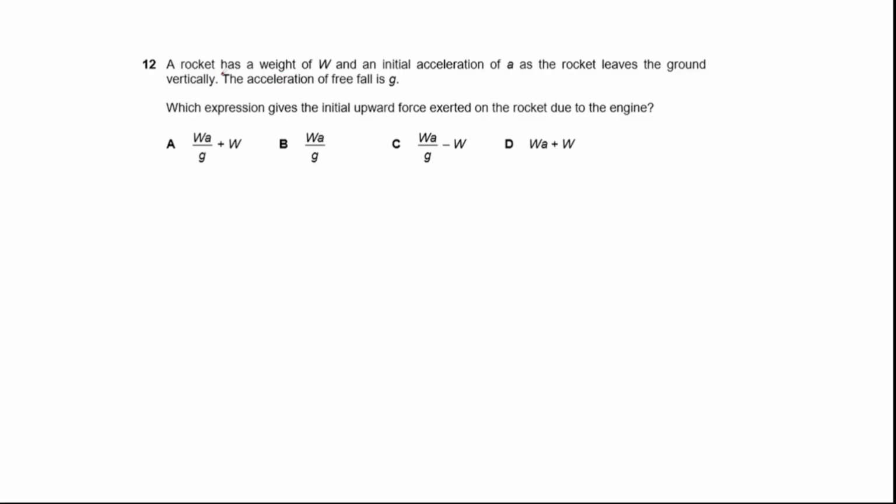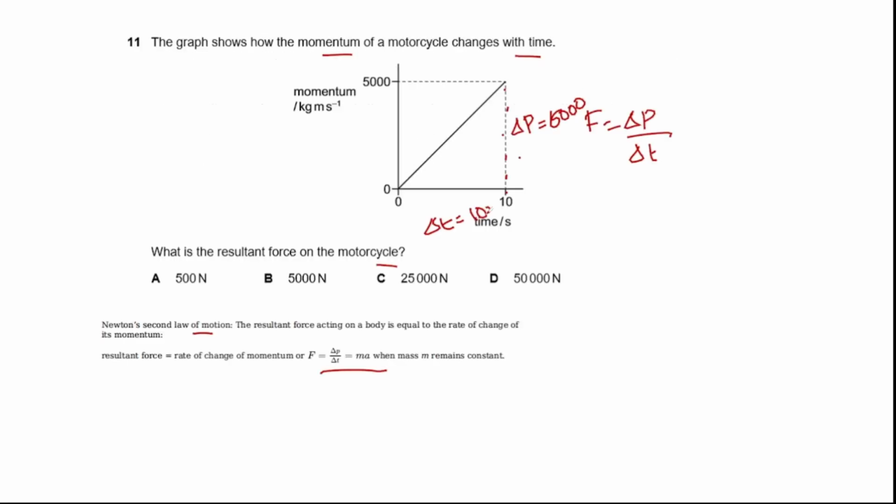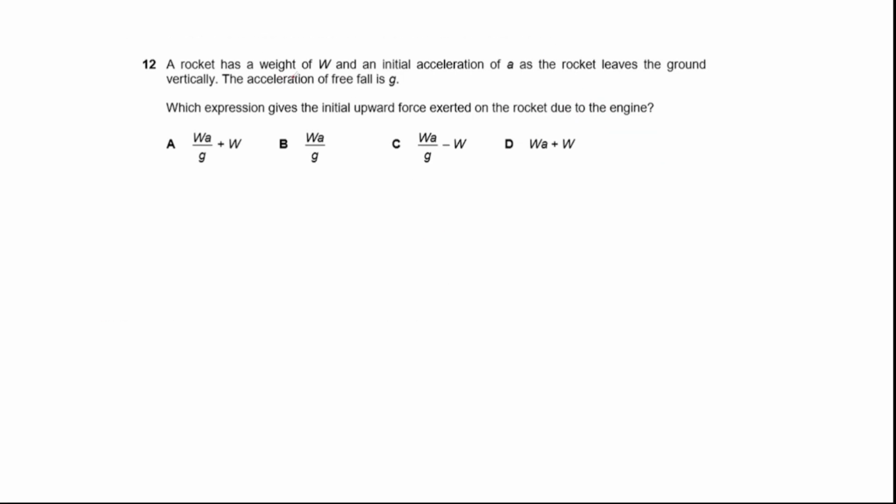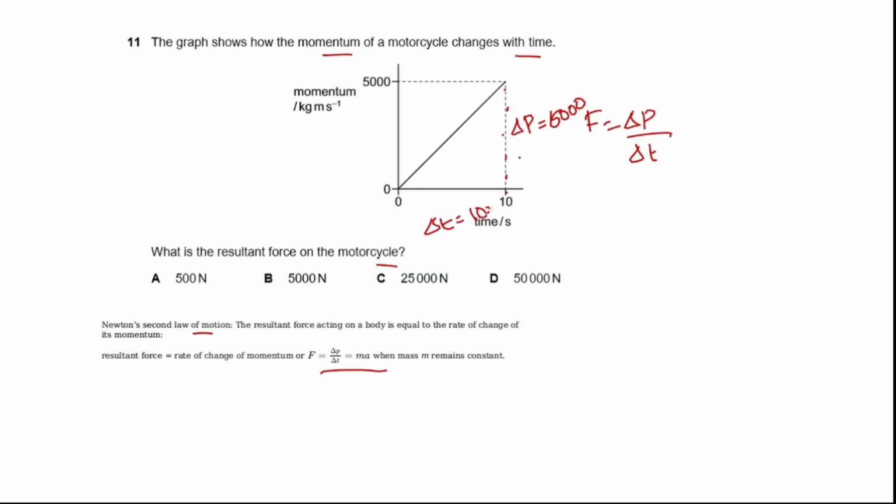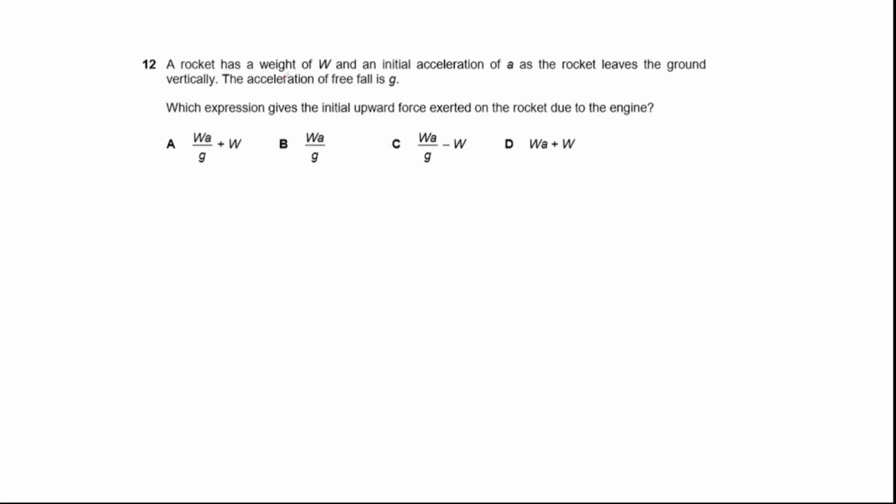So we can substitute for the weight, which is mg. There is no m present in any of the options. That's why we are substituting for m using the formula for weight. So m is equal to W over g. So the equation becomes W over g times a, plus W. So the correct option is A.